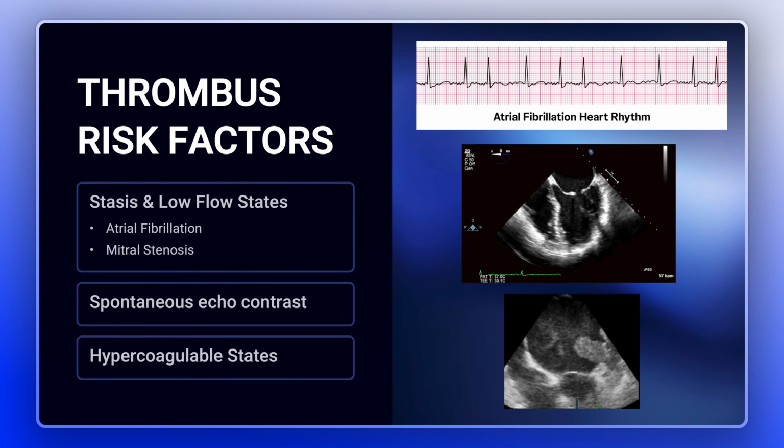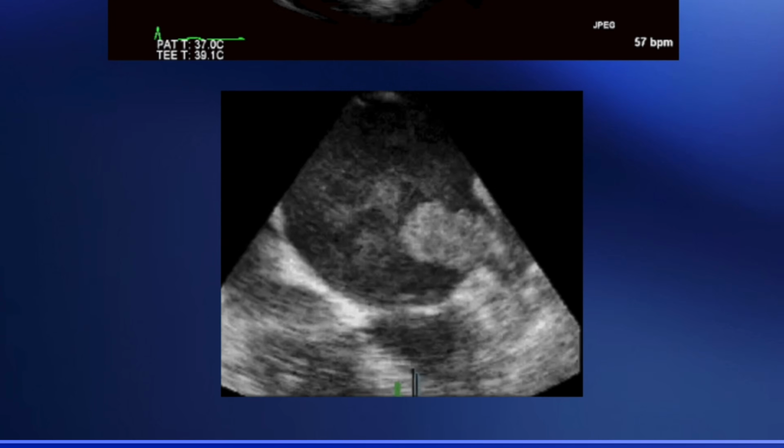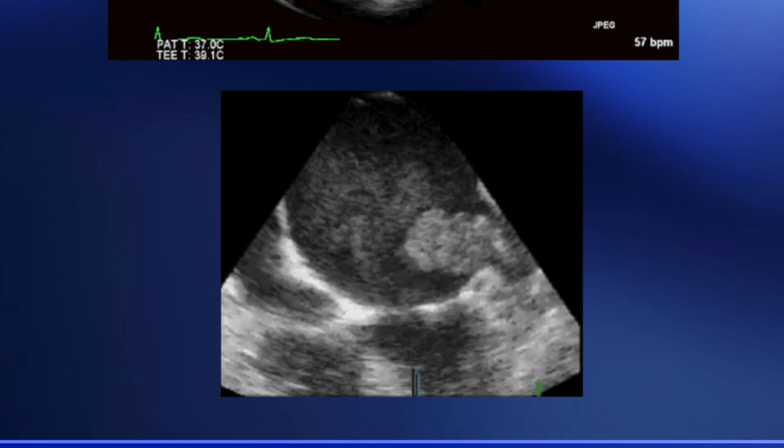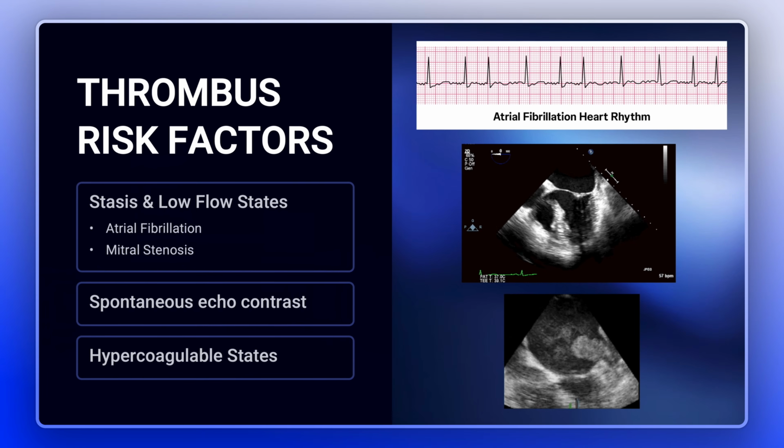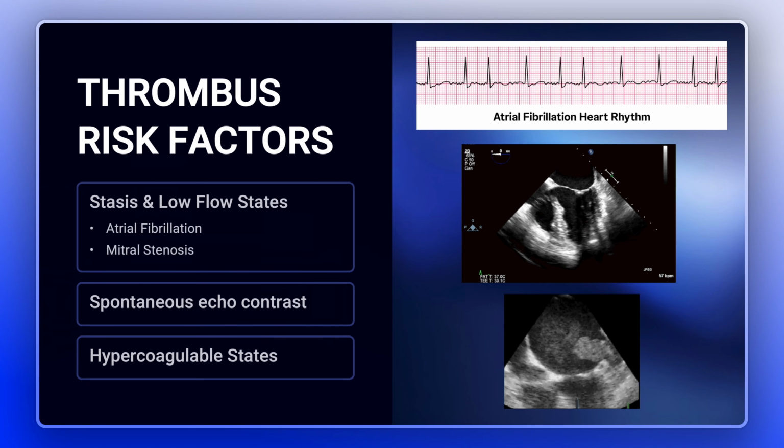Also, when you see spontaneous echo contrast in the left atrium, this is one early marker that could clue you in that the patient may have a clot present. Finally, in hypercoagulable states, you have to have increased suspicion that this could form.